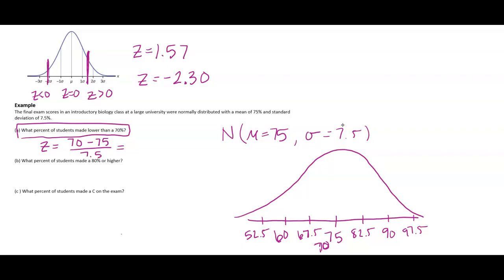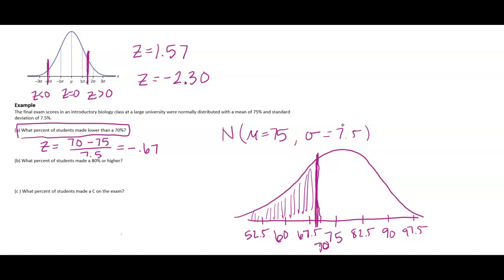I'm going to use my calculator here. -5 divided by 7.5 gives me -0.67. So that -0.67 tells me I'm not quite 1 standard deviation away from the mean. I'm right here with a score of 70. And I want to know what percent of students made lower than a 70 on the exam.